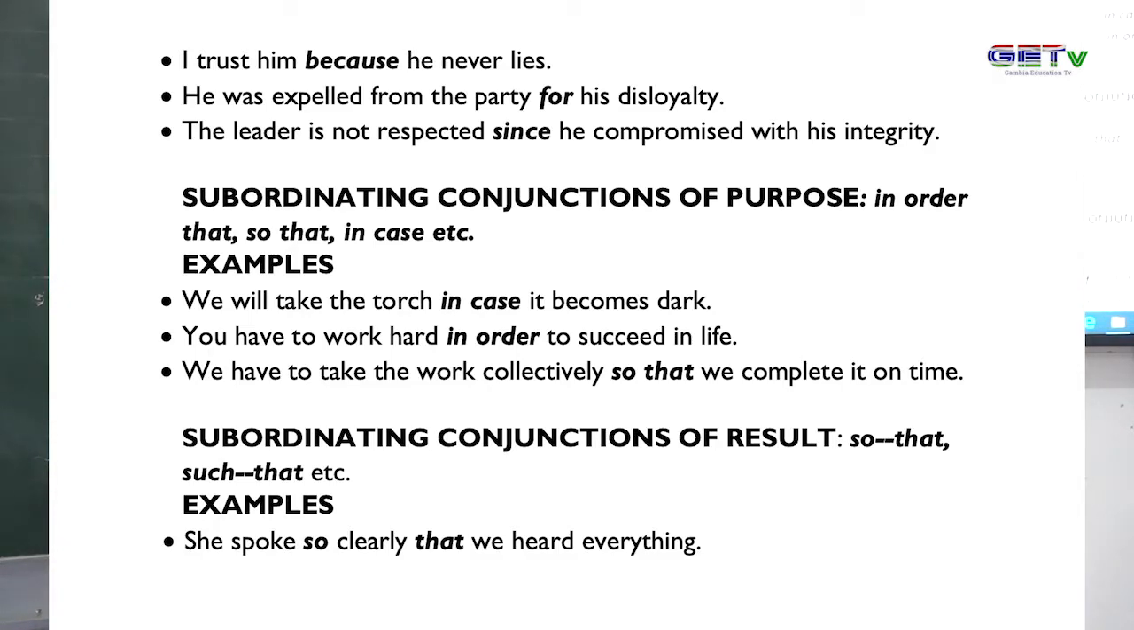Let's look at examples. It says 1, we will take the torch in case it becomes dark. So in case there is acting as a link between the two. So it is the conjunction there. Example 2, you have to work hard in order to succeed in life. When you look at this, you have the in order, which is also acting as a link connecting the two. Example 3, we have to take the work collectively so that we complete it on time.